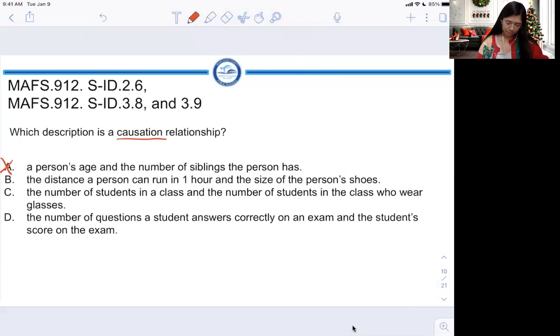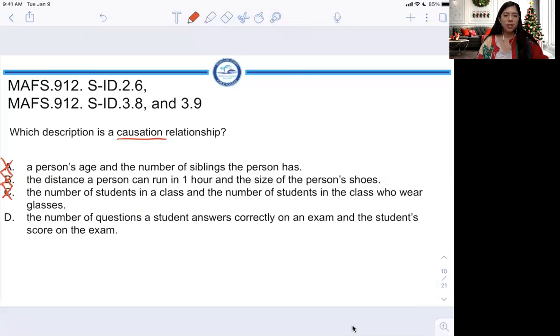It's definitely not B either. Or C either. Right, because just because there's a certain number of students in a class doesn't mean that causes another number, I don't know how to explain myself. Never mind. The amount of students in the room isn't going to cause you to need glasses. Your eyes are going to cause you to need more glasses.